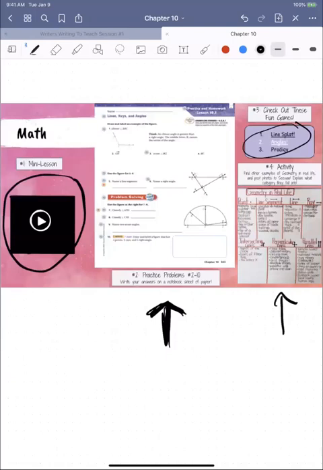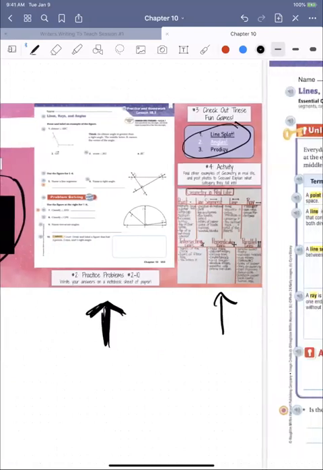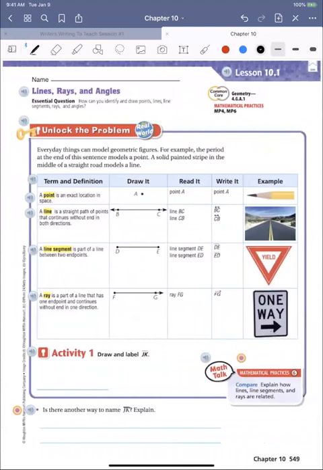You can choose with this activity to take pictures of things that you find around your house or outside that are in real life that use these types of geometry, and then you can post them as well on Seesaw or email them to your teacher. All right, so let's get started.